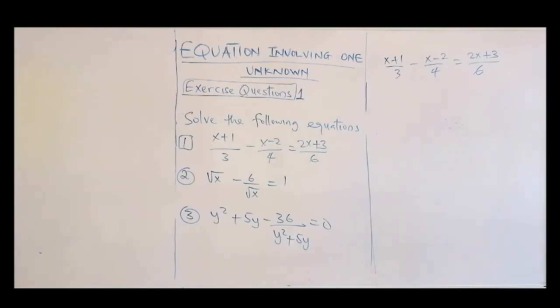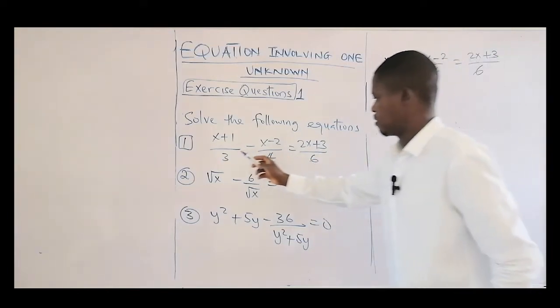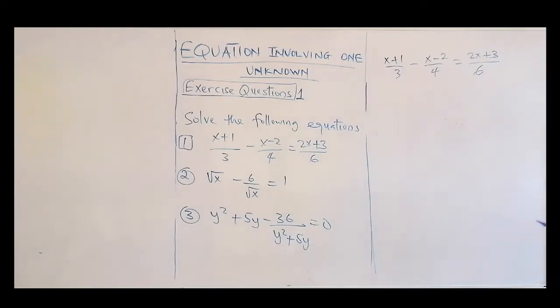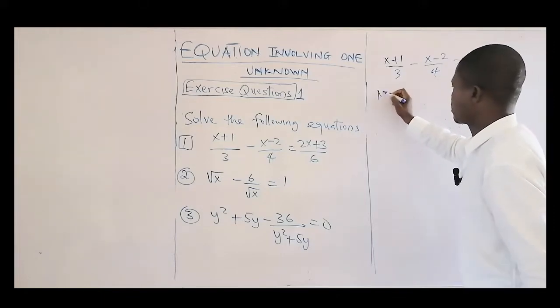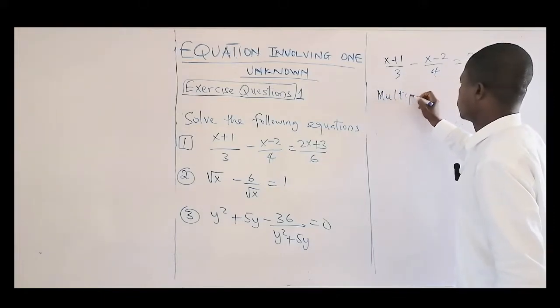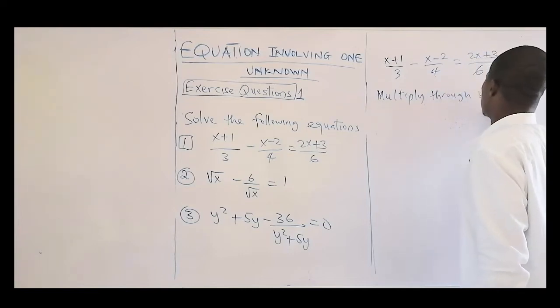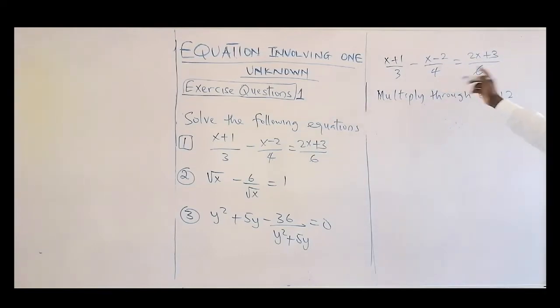So I think one of the fastest ways is to find the common multiple of 3, 4, and 6. I think that will be 12. That's the common multiple of 3, 4, and 6. That's one way, so we just use it to multiply through. Okay, so multiply through the equation by what? By the common multiple, by 12.